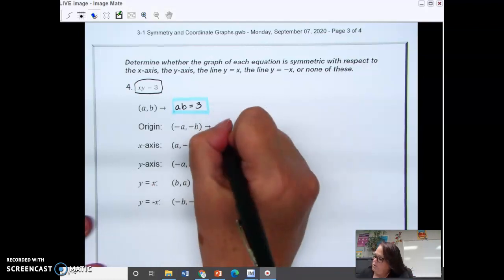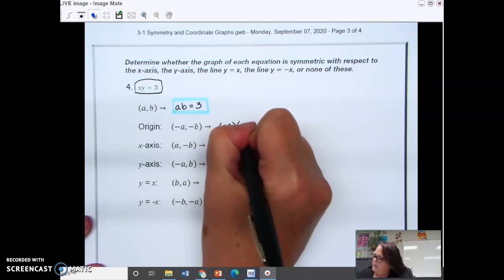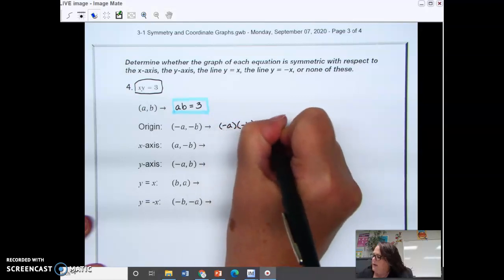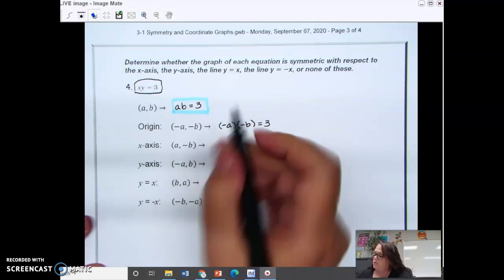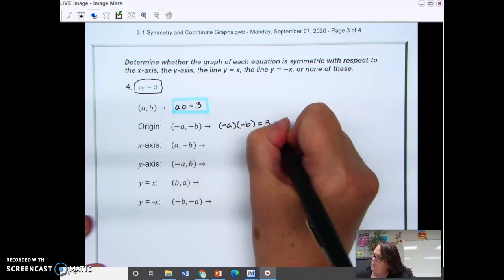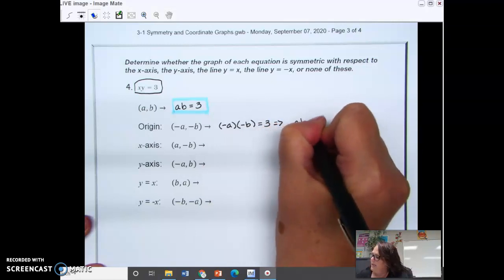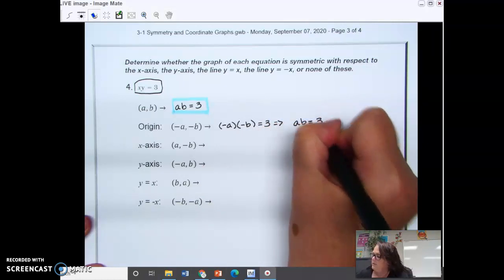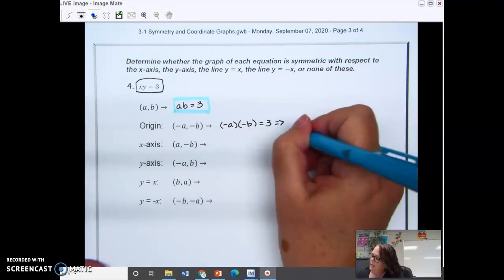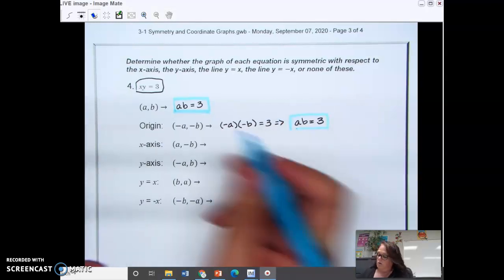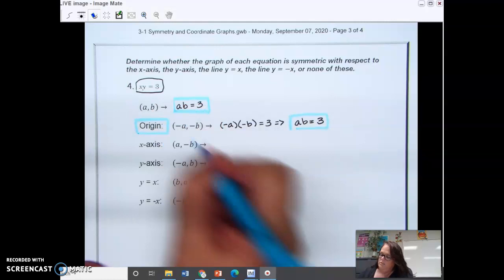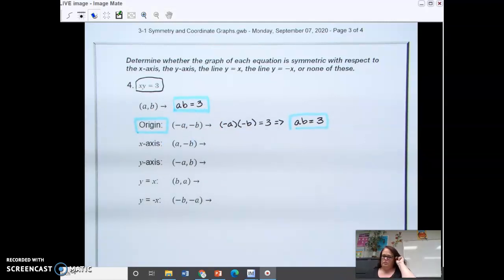So if I substitute negative a for x and I substitute negative b for y, I want to see if I can get them to match. A negative times a negative is a positive. So I can say that's equivalent to saying a times b is equal to 3. Because that matches my control, I can say we are symmetric with respect to the origin. So again, if I traced it on patty paper and rotated it 180 degrees about the origin, it would land on top of itself.